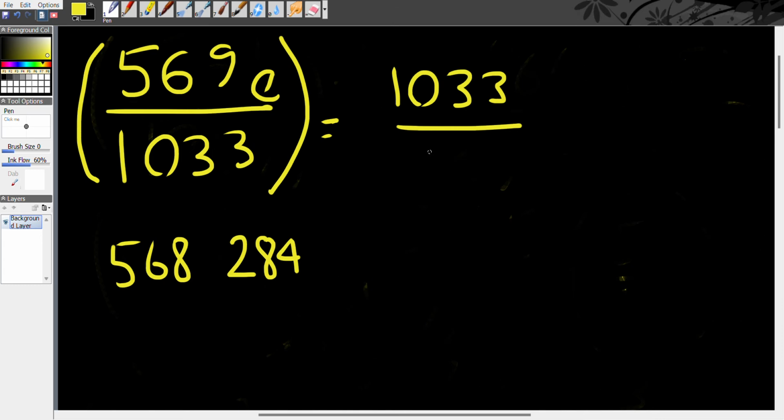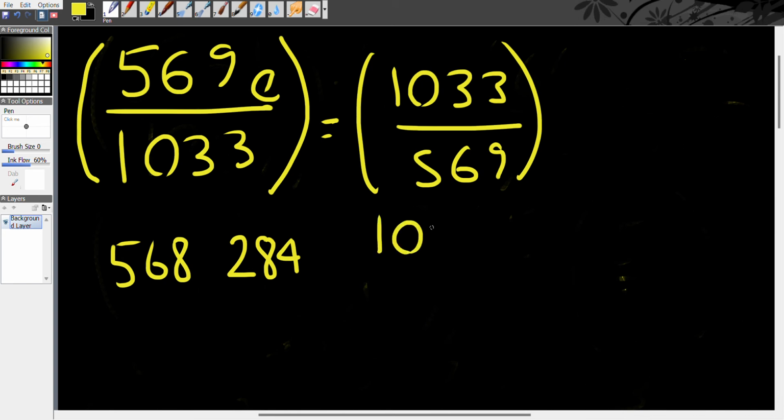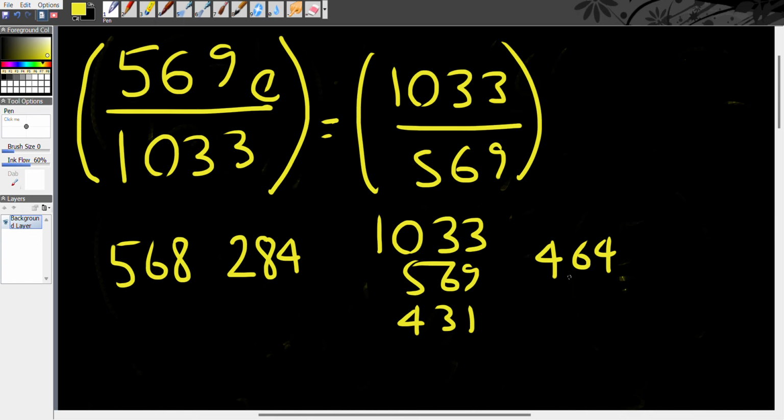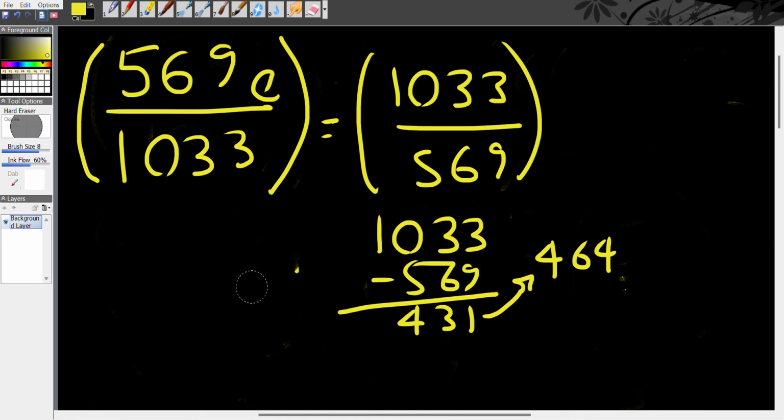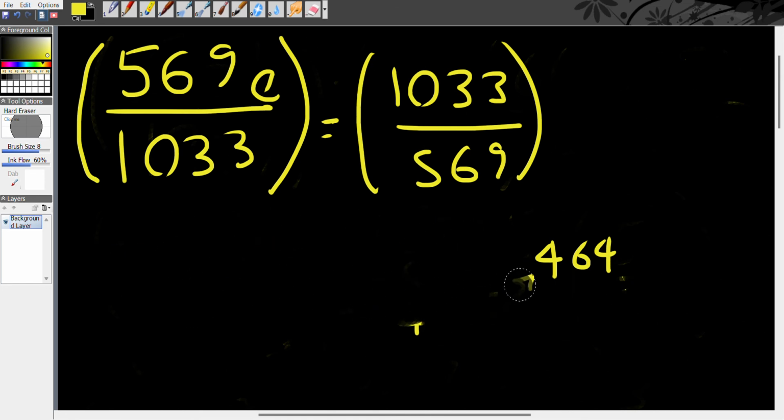Okay, so this is (1033/569), and then 569 only goes into 1033 once. So this is 464, right? All right, so 464 is our number in here. Let's figure out its prime factorization so that we can do the Legendre symbol.